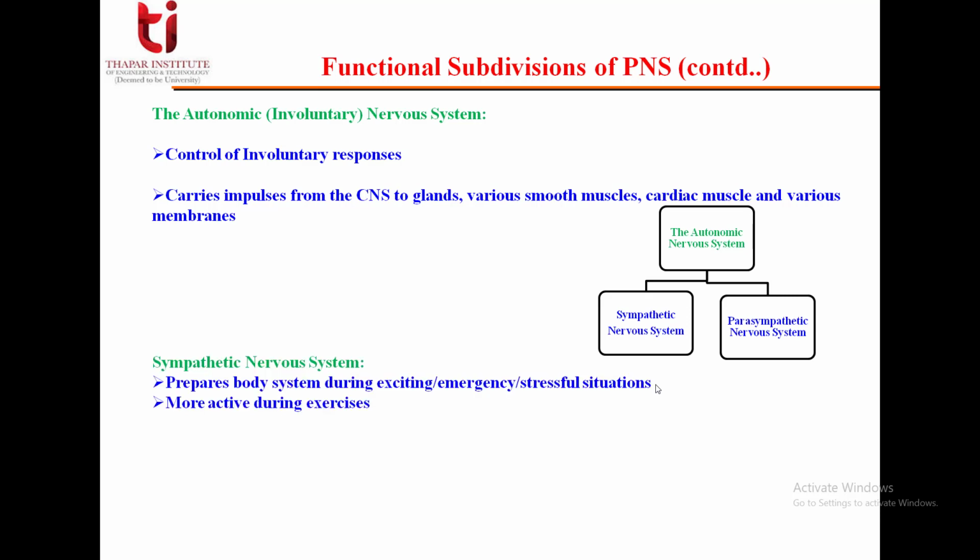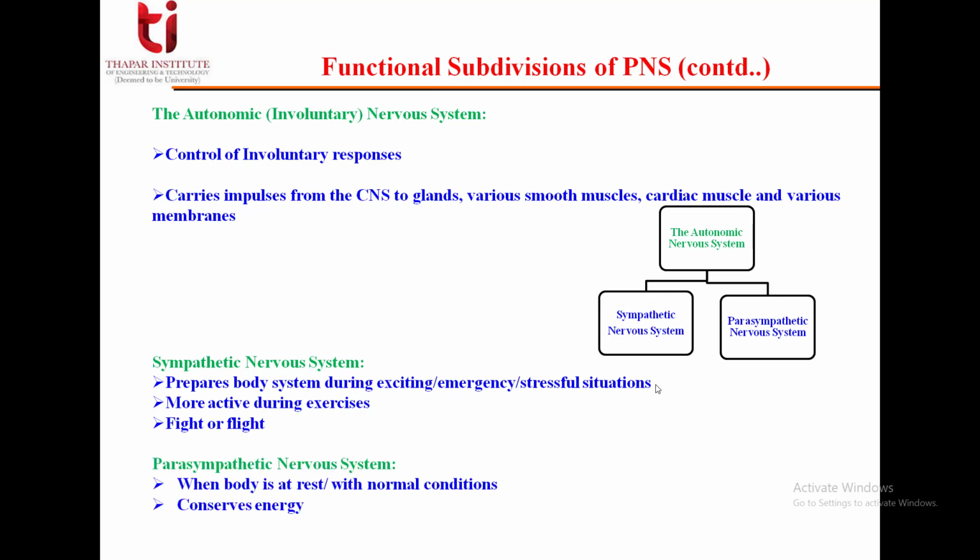The sympathetic nervous system prepares our body during exciting, emergency, or stressful situations. It is more active during exercise. Therefore, it is also termed the fight or flight kind of response.